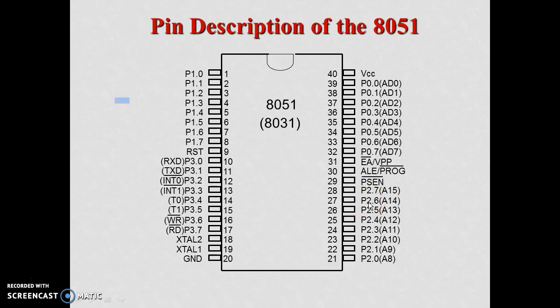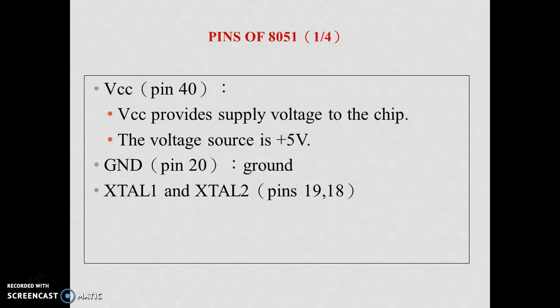So this is the pin description of this 8051 microcontroller. Now see some of these microcontroller pins. VCC is pin number 40. Generally 5 volts is applied to this pin, whereas pin number 20 is the ground pin. For connecting the crystal, you need to connect the crystal at pin numbers 18 and 19.